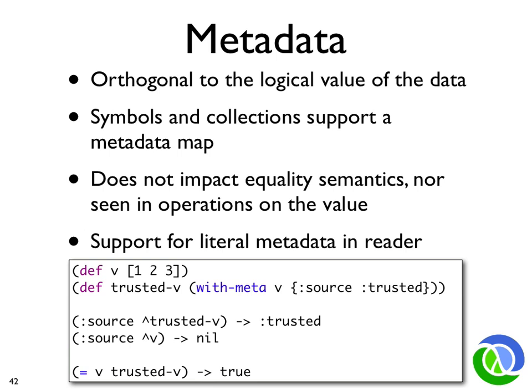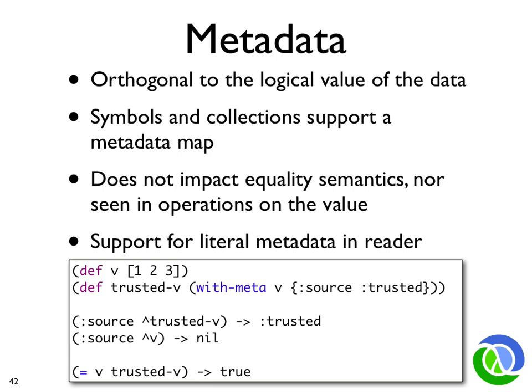Right? If it's a vector of 1, 2, 3, it should still be equal to 1, 2, 3. It's just you found it on the internet instead of pulling it out of the database. So it does not impact the equality semantics. You don't see it when you do any operation on the value. But it allows you to adorn values, and it's a very important thing that's extremely hard to do in most systems, which is track trustworthiness or age or validity or source or anything else. So you have the ability to attach metadata to all the Clojure collections and to symbols.